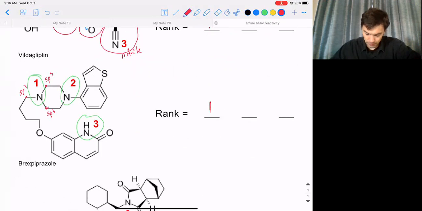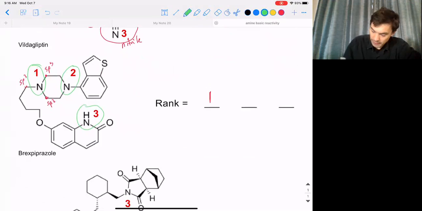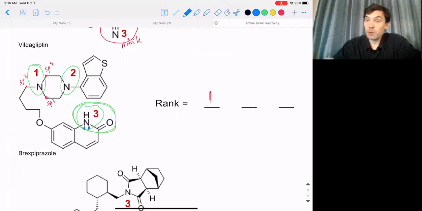Now we have a choice between 2 and 3. Again, nitrogen 3 is part of this amide group. And not only that, this nitrogen lone pair is also delocalized into the benzene ring and the rest of the aromatic heterocycle. And so the nitrogen in 3 is going to be the least basic. Then number 2 goes in the middle.